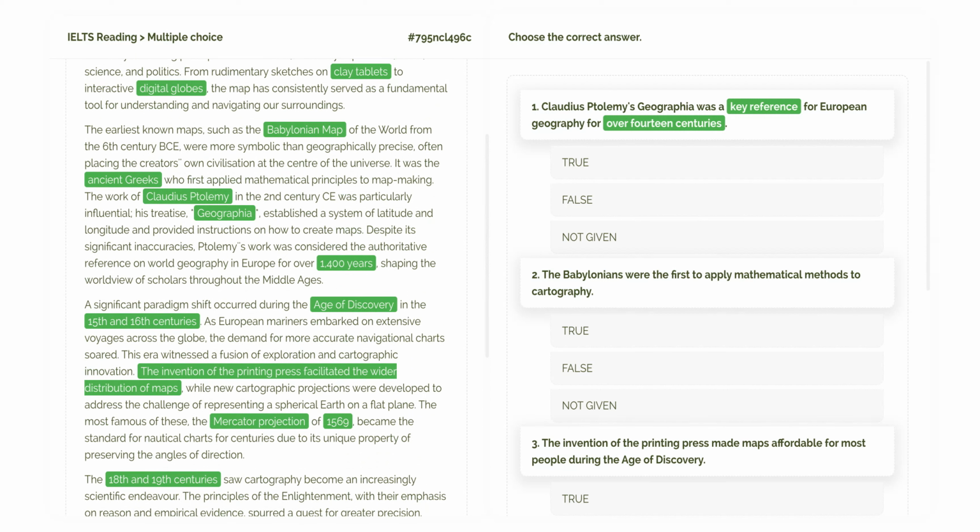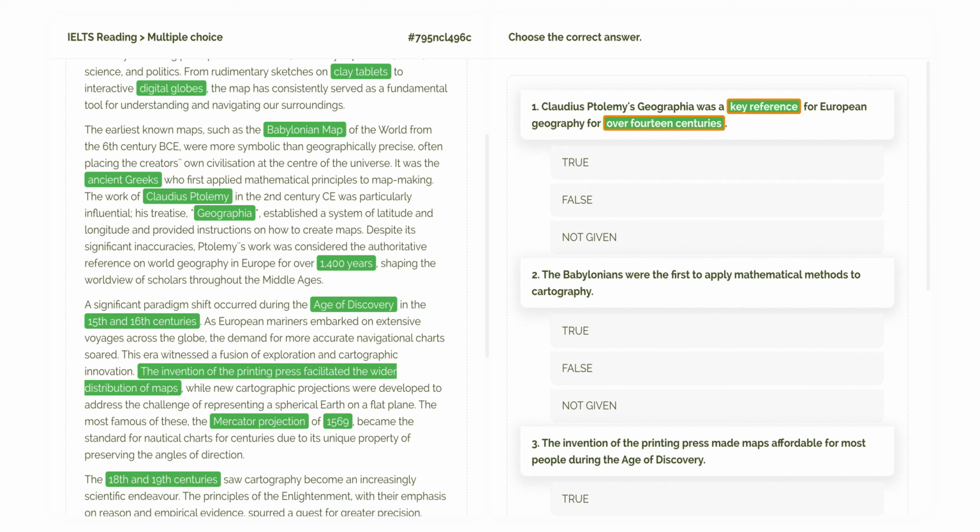True. The passage says in paragraph 2, Ptolemy's work was considered the authoritative reference on world geography in Europe for over 1,400 years. Authoritative reference is a clear paraphrase of key reference, and over 1,400 years is the same as over 14 centuries. The information matches perfectly. This option is correct.